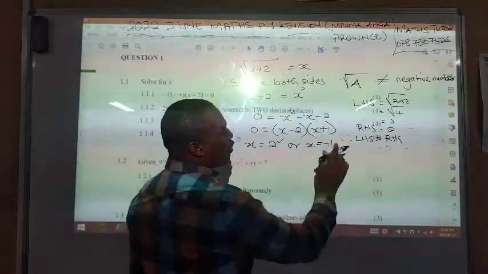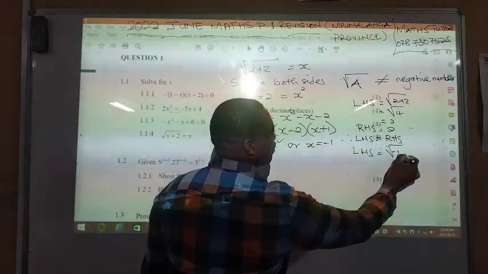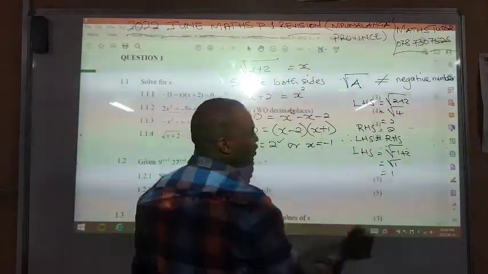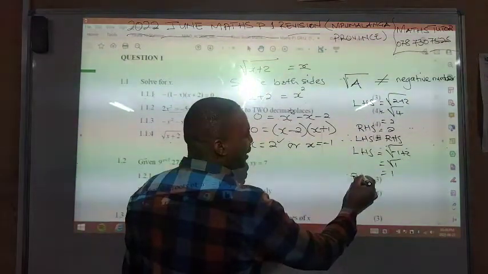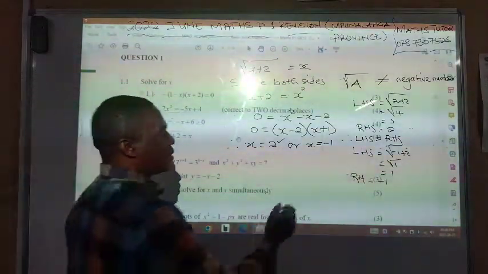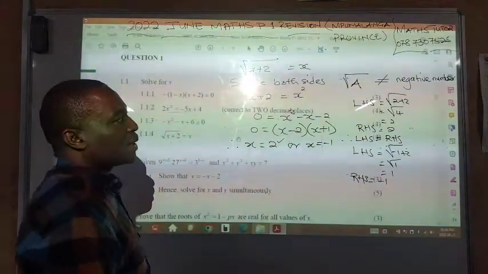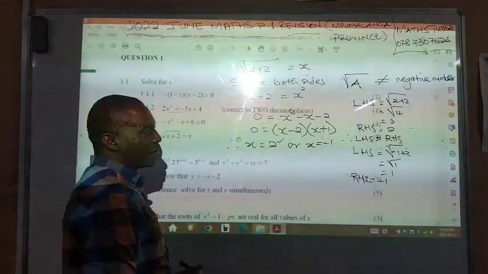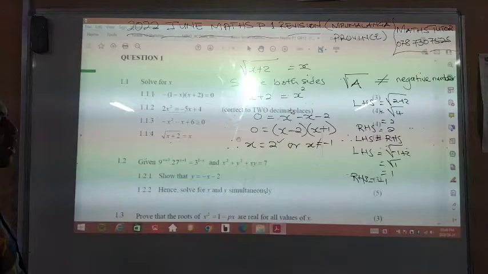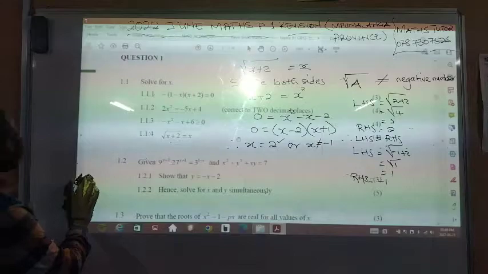Let's check with -1. Left hand side will be square root of -1 plus 2, which is square root of 1, that will give us 1. Let's check the right hand side, it will be negative 1. So in this case, the equality is not satisfied. So our x cannot be equal to negative 1. Okay? Let's move on to 1.2.